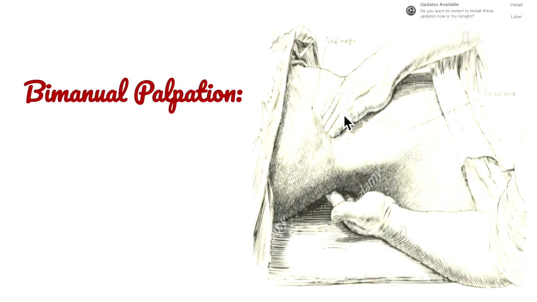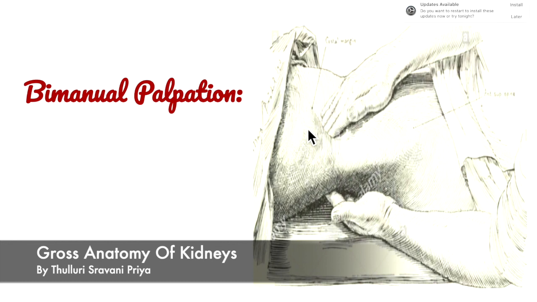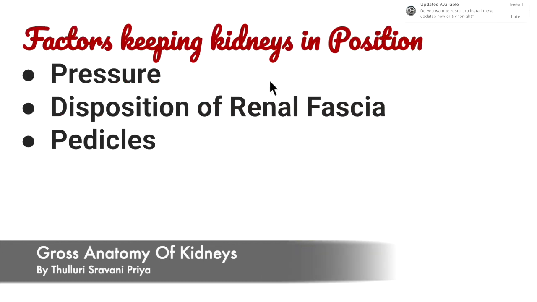Here is the procedure. We call it bimanual palpation. Usually, in thin persons only can we do this examination. In an average built person, we can't examine the kidneys, unless the person is very thin. In this procedure, one hand is kept on the anterior abdominal wall and the other hand at the loin. By applying gentle pressure, ask the subject to take deep inspiration, then we are able to feel the kidneys.